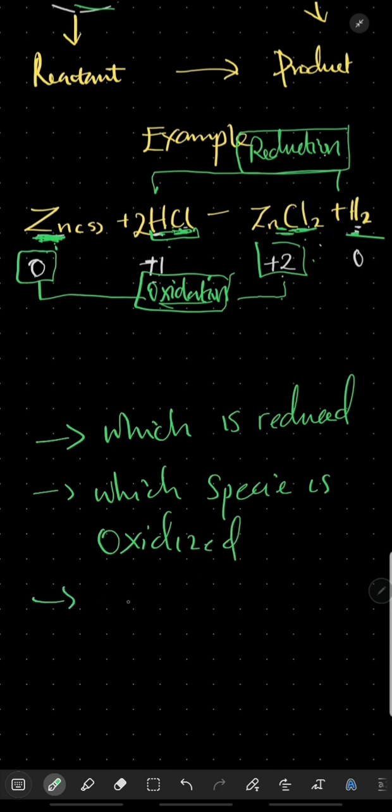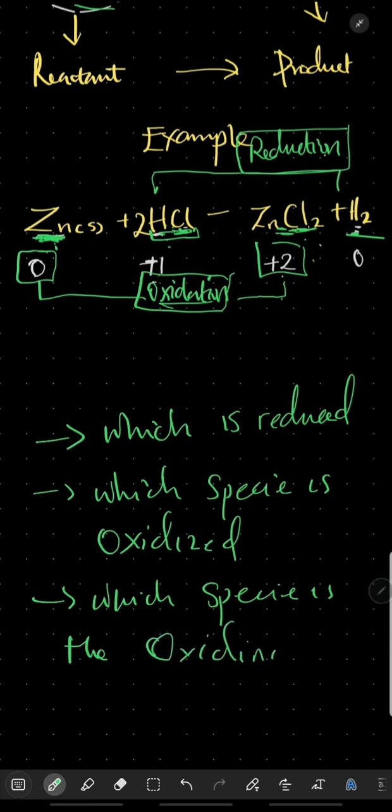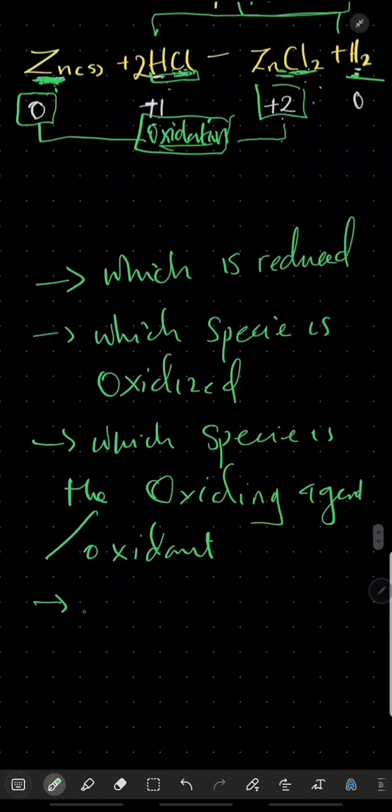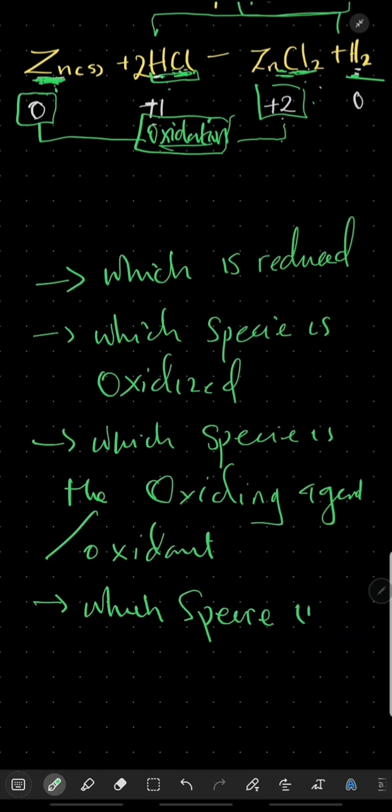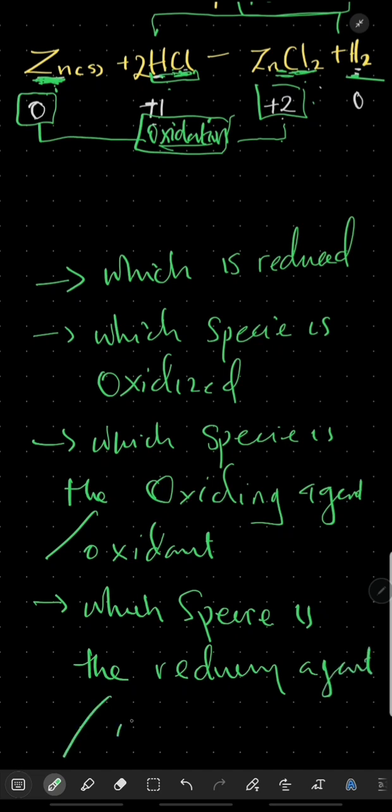They can ask you which species is the oxidizing agent. I'll be explaining this. Oxidizing agent means oxidant, so they can also say oxidant. It's still the same thing. They can also ask you which species is the reducing agent. Another word for reducing agent is reductant.